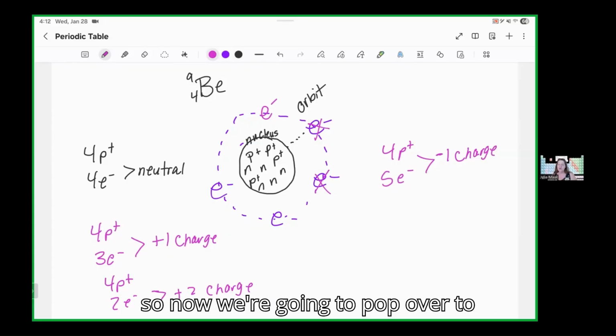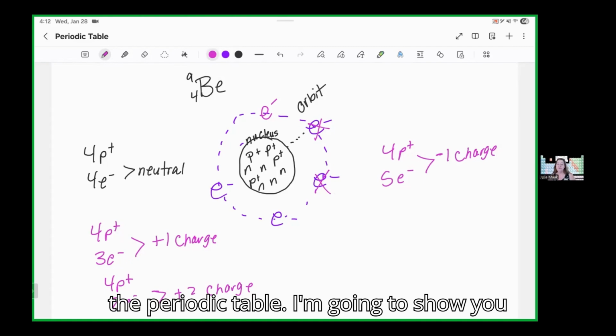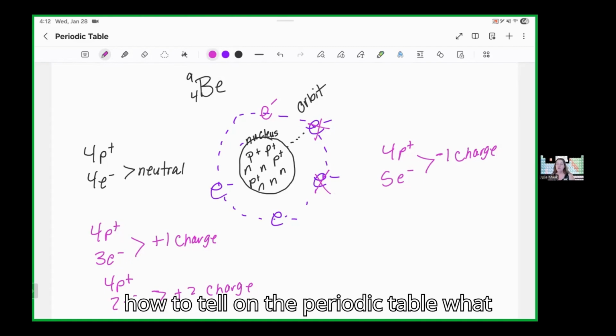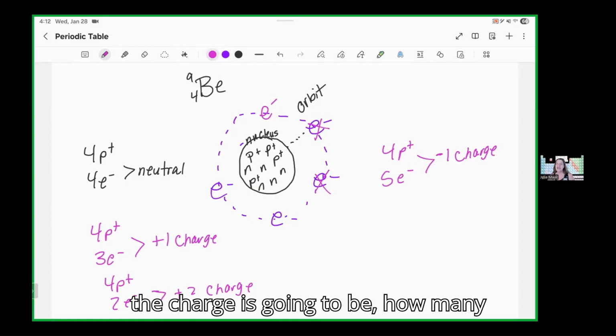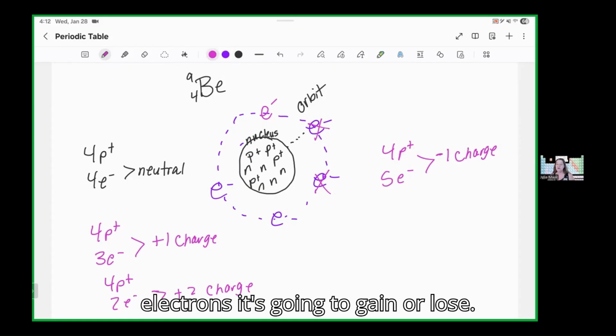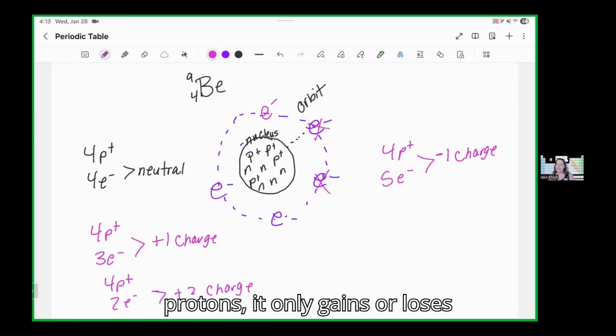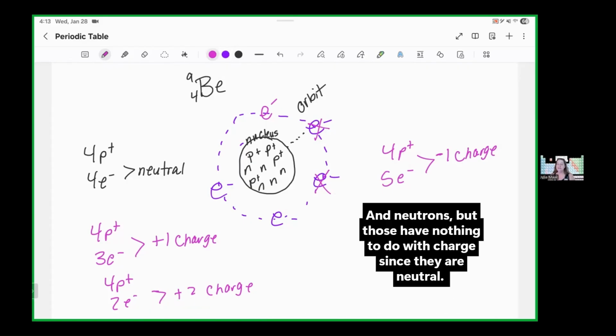Okay, so now we're going to pop over to the periodic table. I'm going to show you how to tell on the periodic table what the charge is going to be, how many electrons it's going to gain or lose. Remember, it does not gain or lose protons. It only gains or loses electrons.